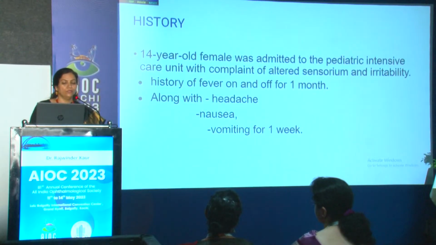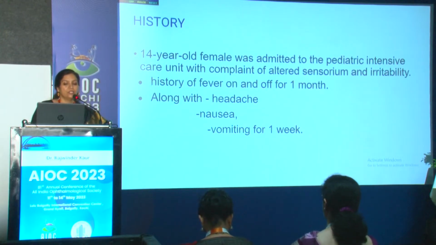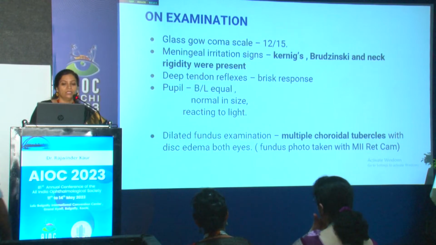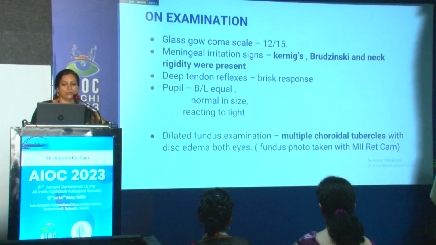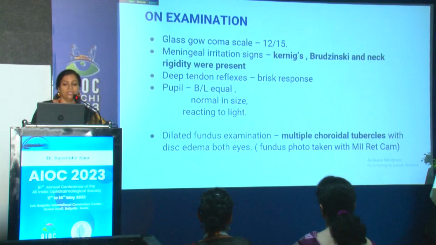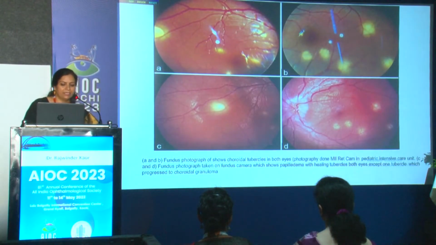A 14-year-old female was admitted to the pediatric intensive care unit with a complaint of altered sensorium and irritability, with a history of fever since 1 month, along with headache, nausea, and vomiting since 1 week. Meningeal irritation signs, Kernig's, Brudzinski's sign, and neck rigidity were present. On dilated fundoscopy, multiple choroidal tubercles with disc edema were seen in both eyes. The fundus picture was taken with the MRI cam.